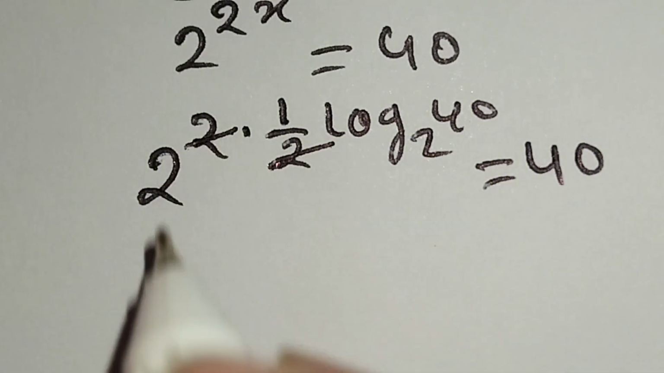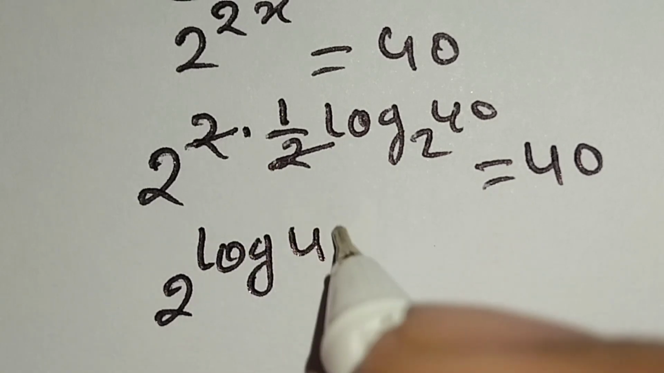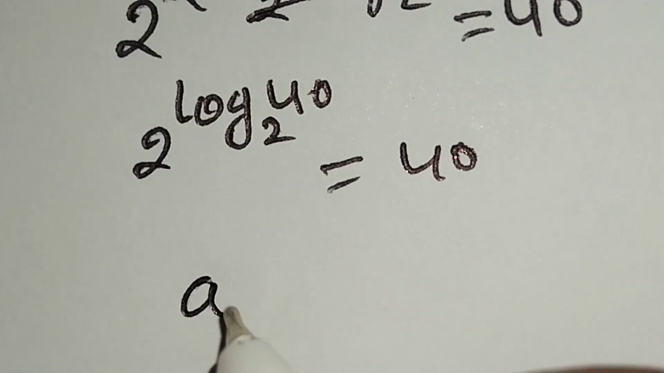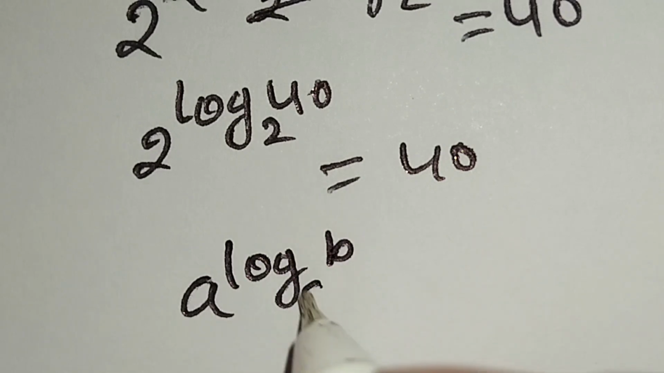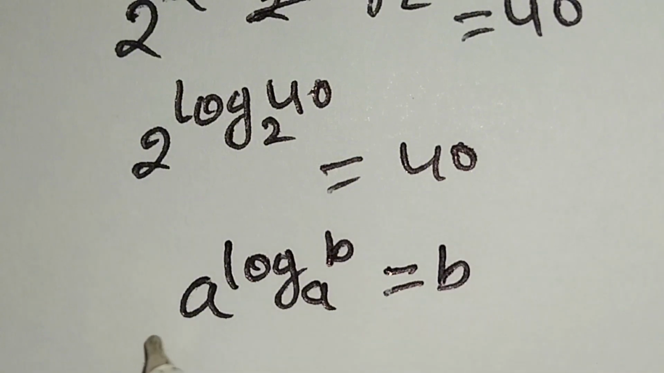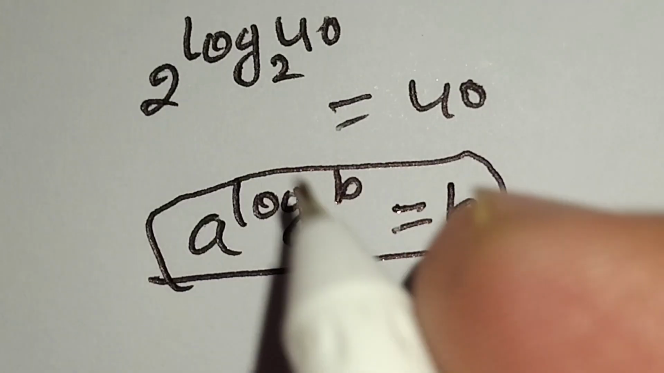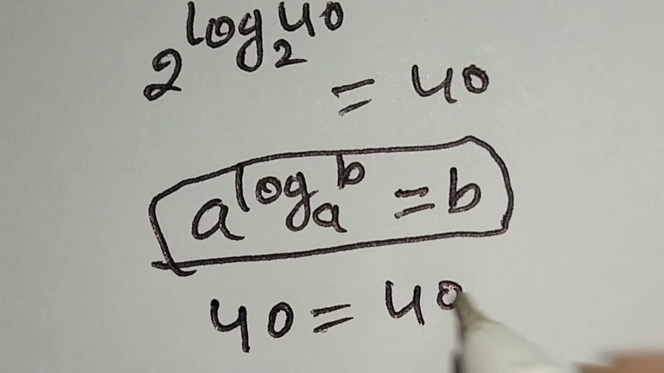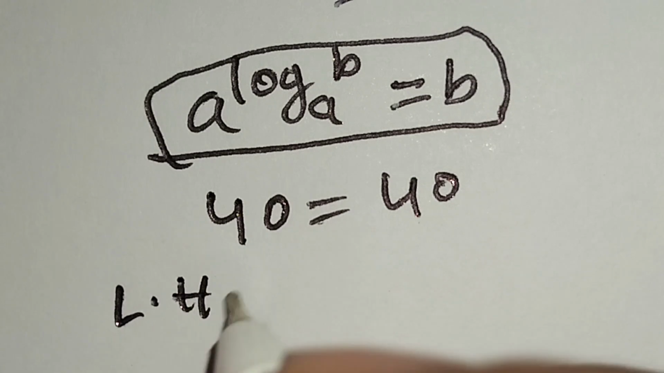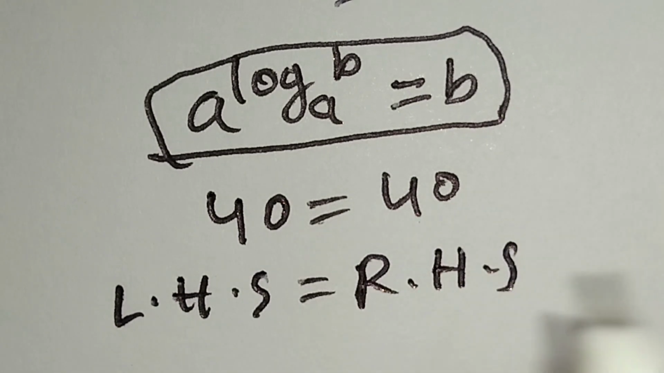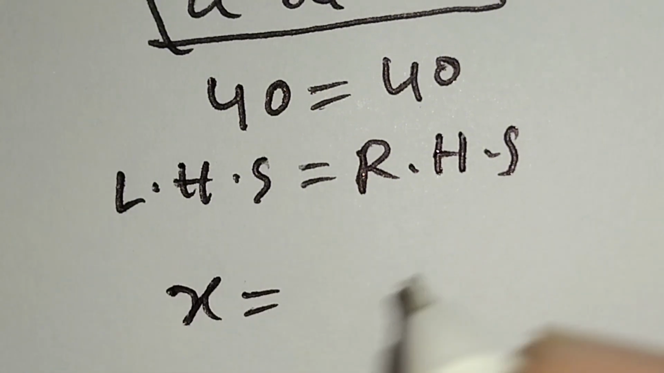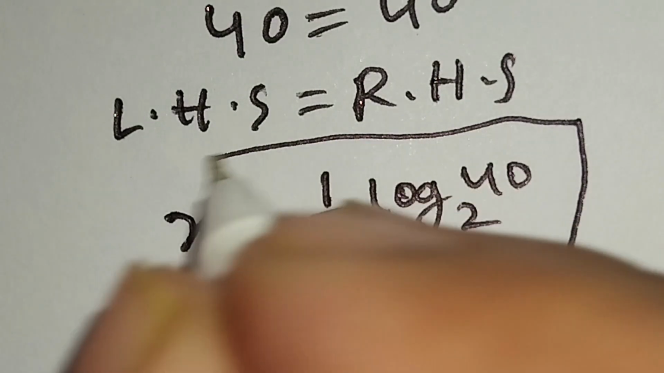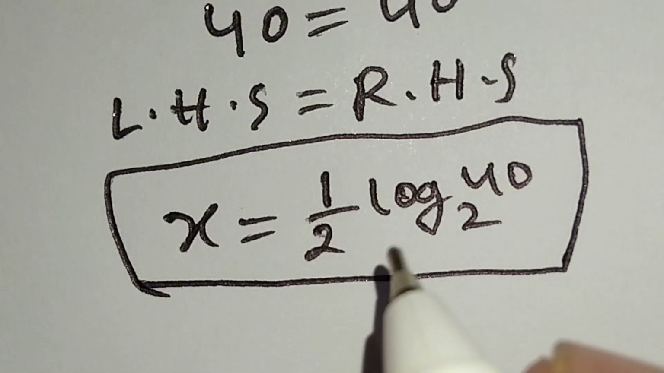Here this 2 and this 2 cancel out. Here 2 to the power log 40 to the base 2 is equal to 40. We know another log property, which is a to the power log b to the base a is equal to b. According to this property, we can write this 2 to the power log 40 to the base 2 as 40, which is equal to the right side, this 40. Here left hand side is equal to right hand side. So our value x is equal to 1 over 2 log 40 to the base 2 satisfies this equation. So our value is x is equal to 1 over 2 log 40 to the base 2.